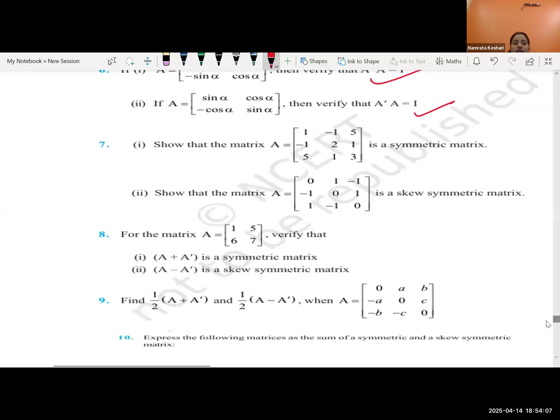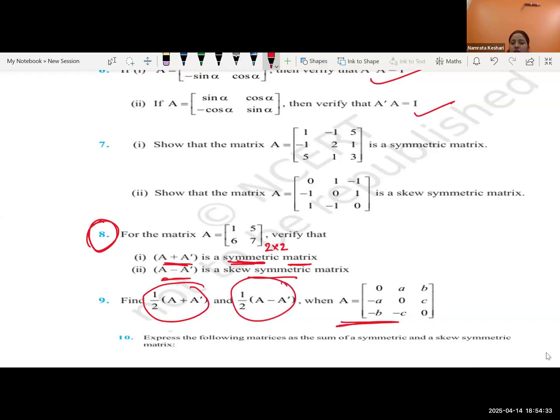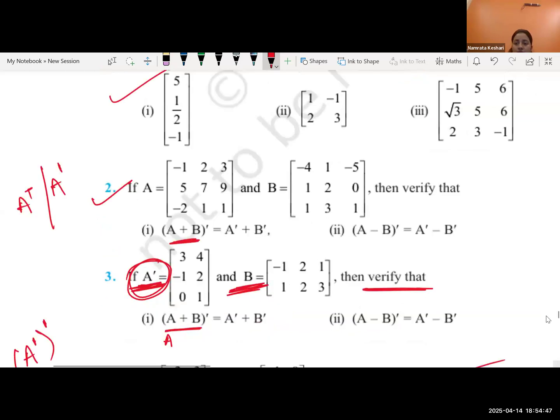For the matrix A, verify that. This one, just now we have discussed that always for a square matrix A, A plus A transpose has to be a symmetric matrix. It's not just for this question. It will always be a symmetric matrix, right? Yes, ma'am. And A minus A transpose is skew symmetric. Now in this question, find this one and this one when A is given. Basically, one of them will be symmetric and another will be skew symmetric. We don't have to go that much deeper. We just need to find the values as asked in the question, right?